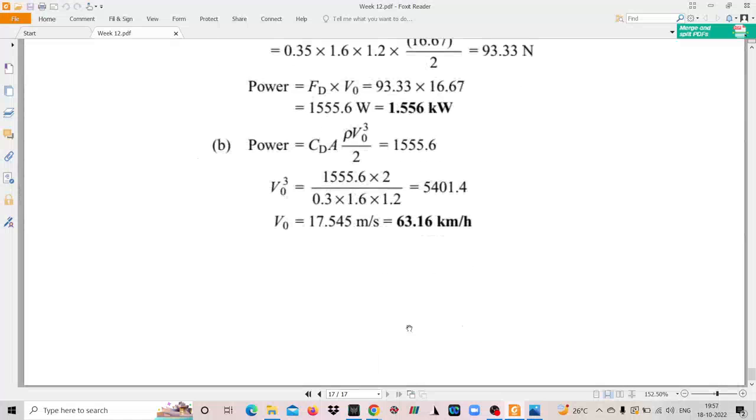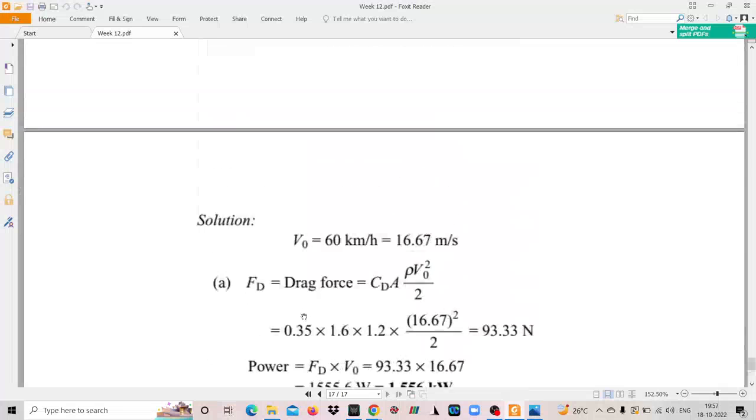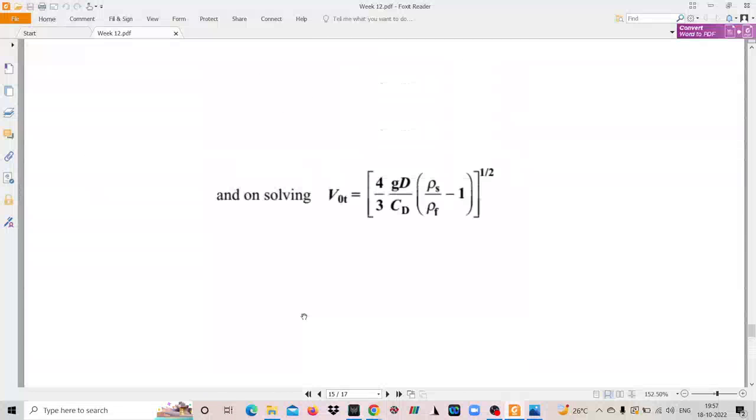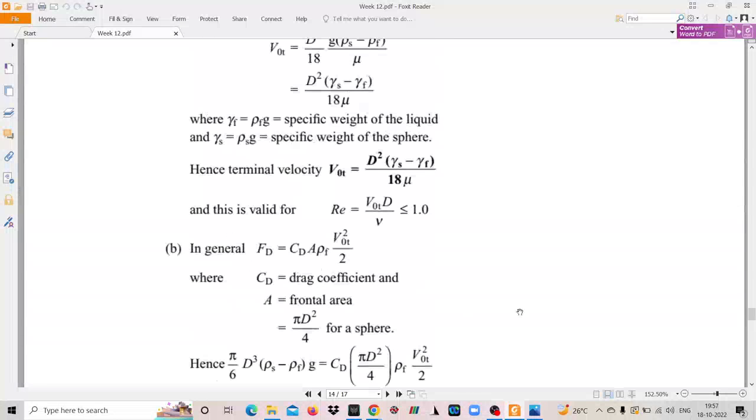And from power, the second part is, if the drag coefficient is reduced, means if CD value is reduced, what will be the possible speed. So these are very simple problems from this chapter, and definitely from open channel flow you can expect many good questions in your competitive exam.